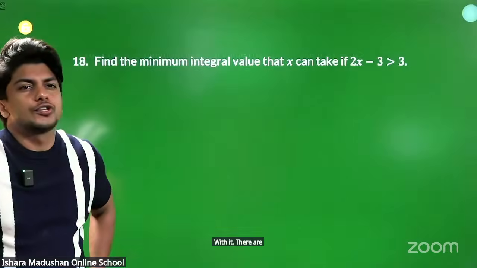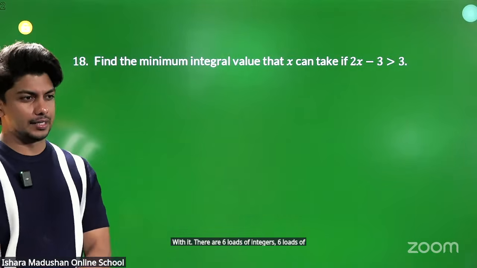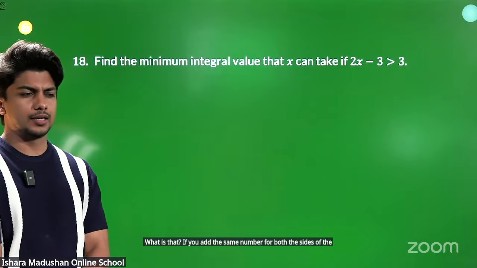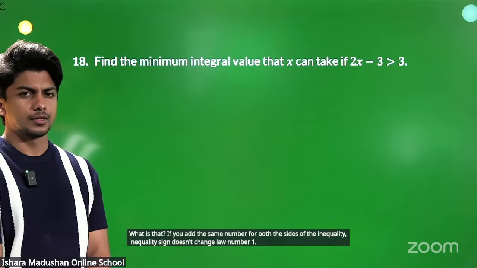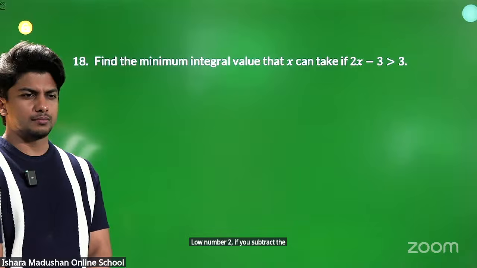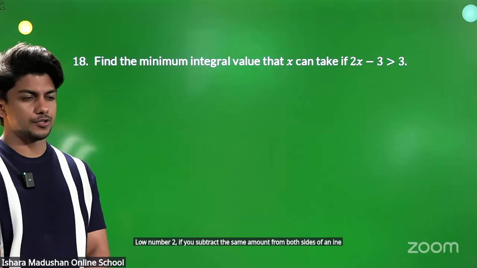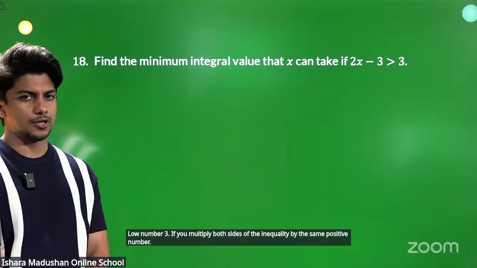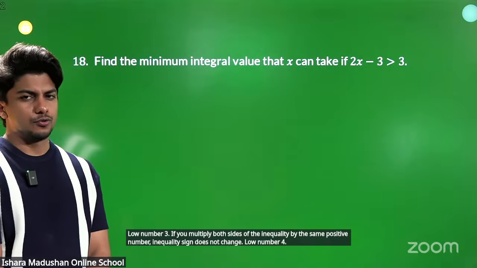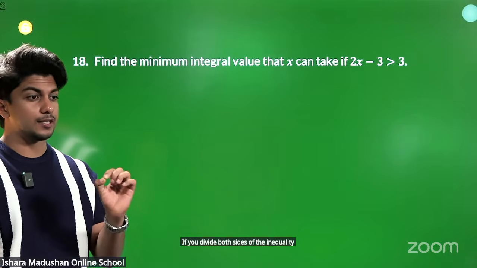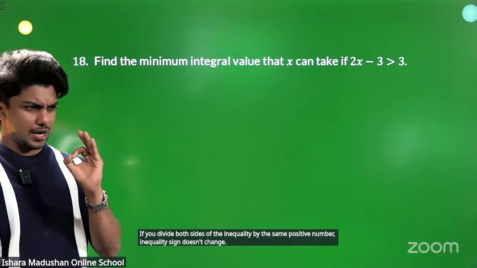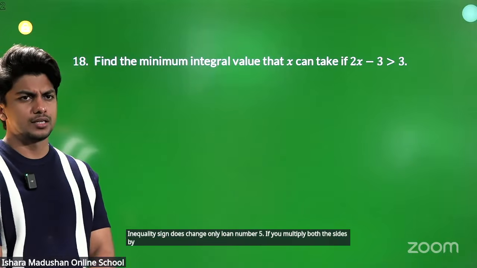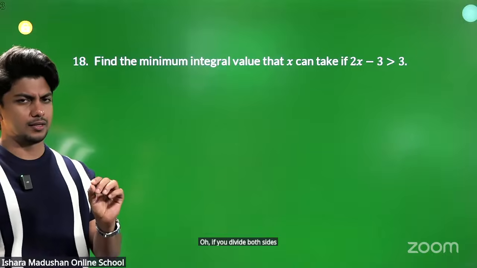There are 6 laws of inequalities. If you add the same number to both sides of an inequality, the sign doesn't change. Law number 1. Law number 2, if you subtract the same amount from both sides, the inequality sign doesn't change. Law number 3, if you multiply both sides of the inequality by the same positive number, the inequality sign does not change. Law number 4, if you divide both sides by the same positive number, the inequality sign doesn't change. The inequality sign changes only in law number 5, if you multiply both sides by a negative number, or law number 6, if you divide both sides by a negative number.